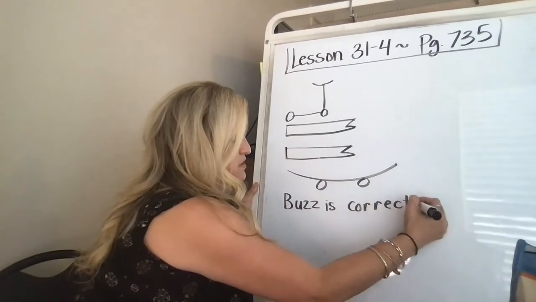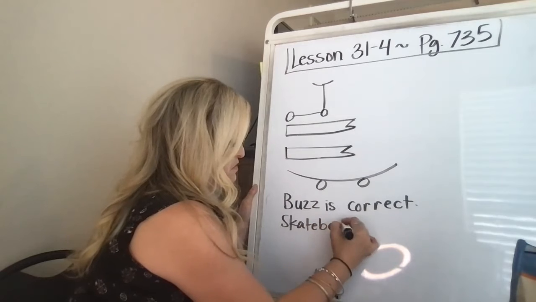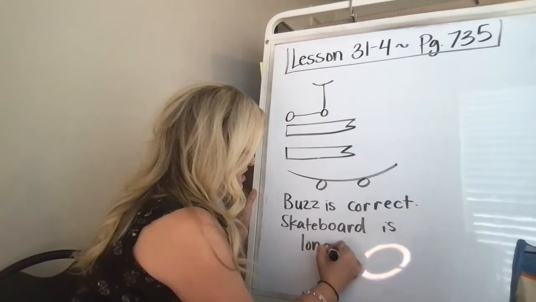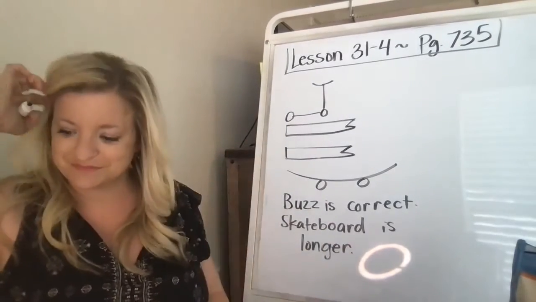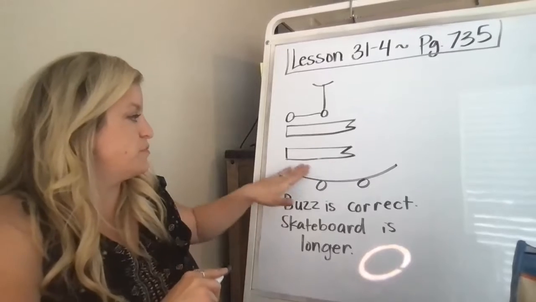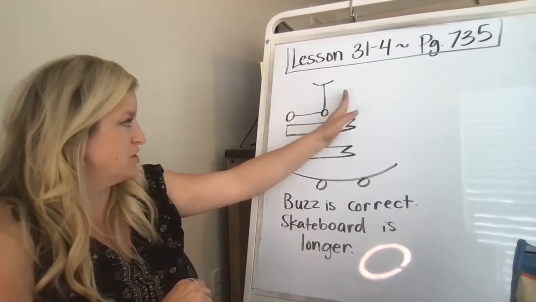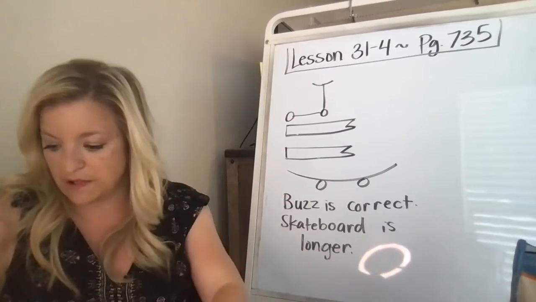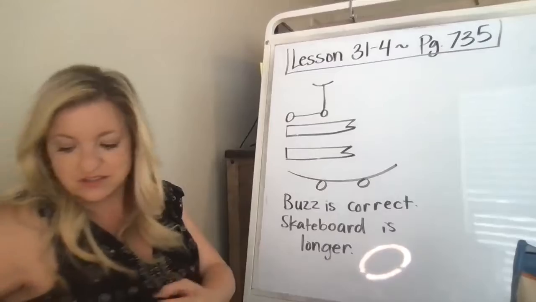Buzz is correct. The skateboard is longer. And look at that, it's a compound word, skateboard. Skateboard. So because the skateboard is longer than the ribbon and the scooter is shorter than the ribbon, Buzz is right. The skateboard is longer.